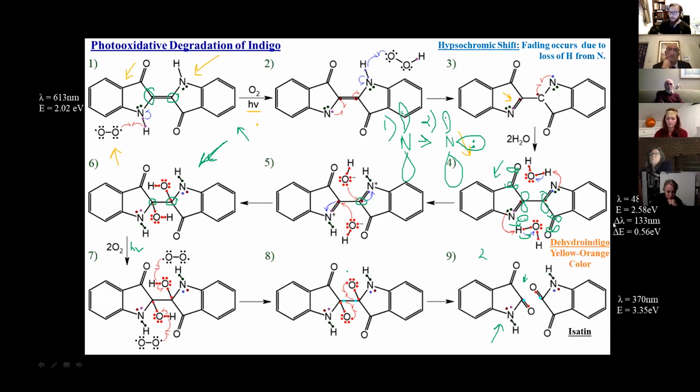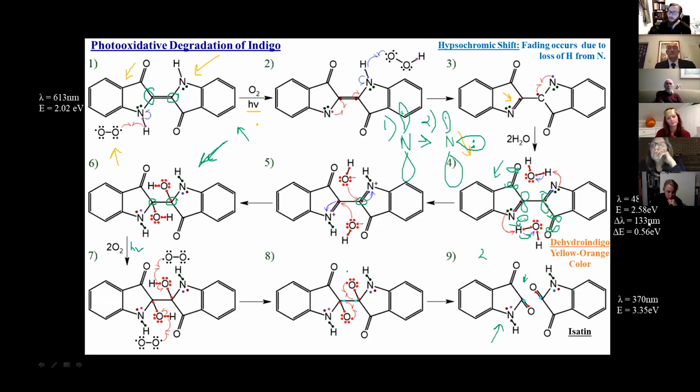And I put the deltas in here. So delta means a change. So that we have our delta lambda and delta E for energy. So we can see that the wavelength from 1 to 4, from indigo to dihydro indigo, the difference in wavelength is actually 133 nanometers. It's not that big of a change, but it produces a large change in color, because we always have to remember that the visible portion of the spectrum is very small. So small interactions and small changes have big consequences.